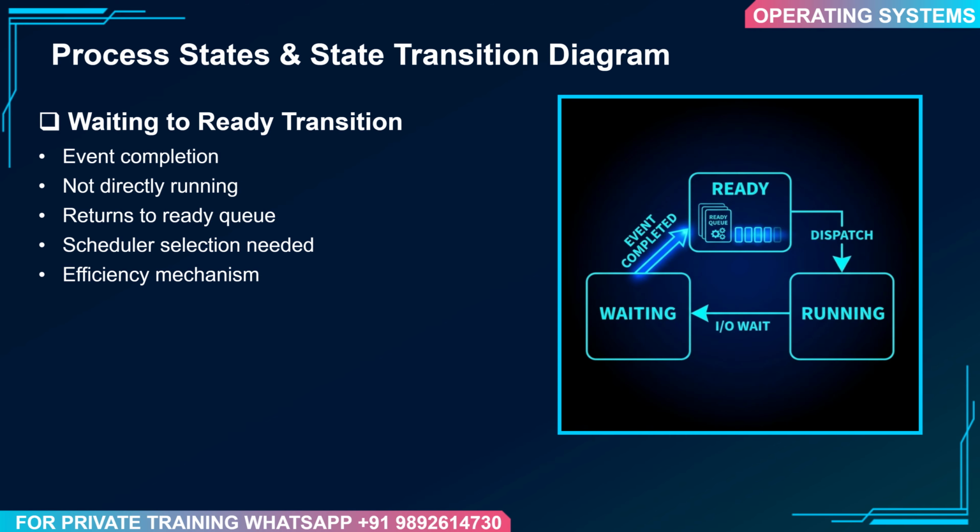Once the event the process was waiting for is completed, the process does not immediately start running again. Instead, it goes back to the ready state. From there, it waits its turn to be selected by the CPU scheduler. This movement from waiting to ready is a key part of the state transition diagram. It shows how the operating system efficiently switches between processes to keep the system responsive.